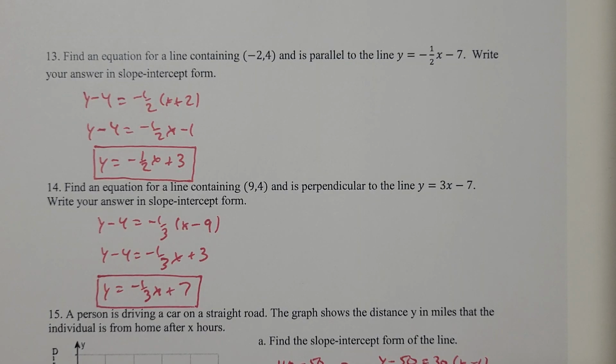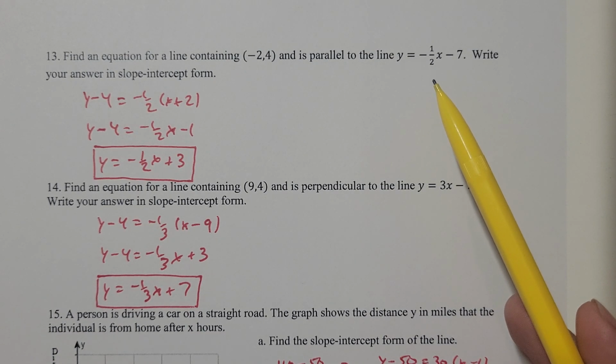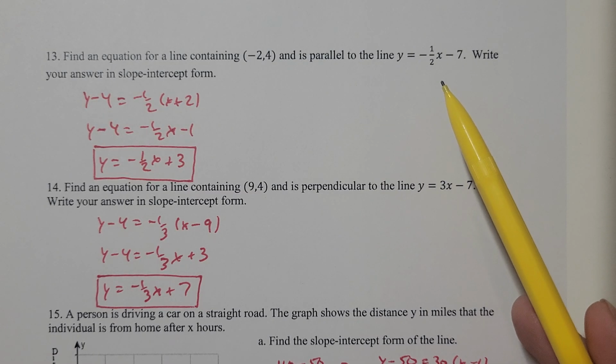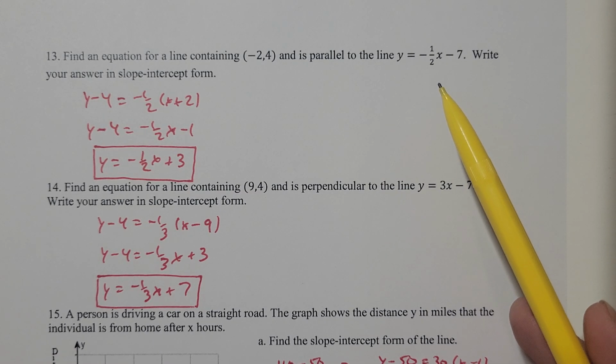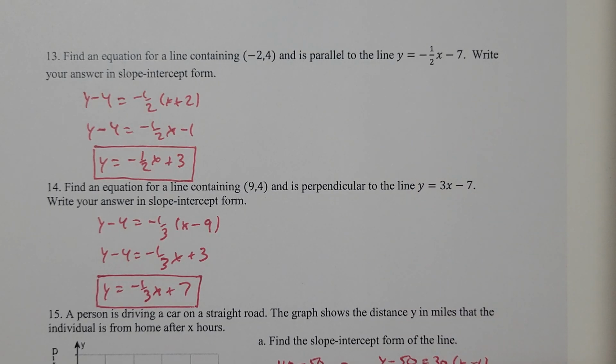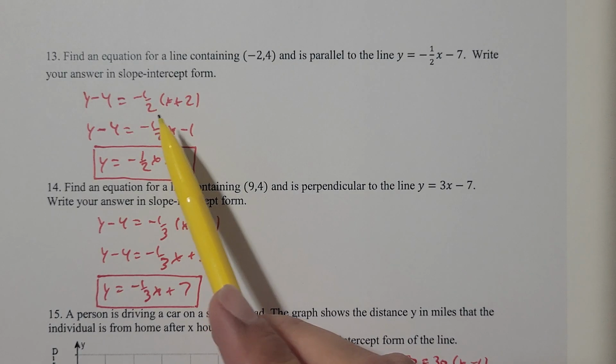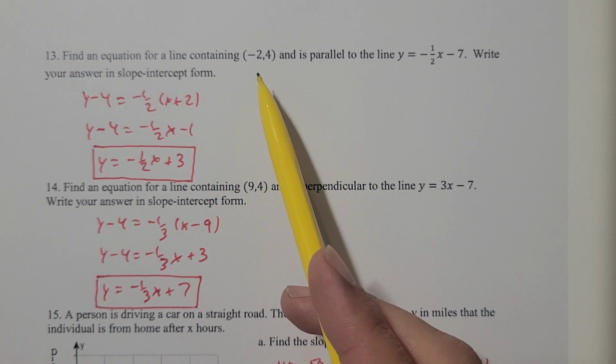Okay, so in this problem, we have a point that's on some line that we've got to find, and it's got to be parallel to this line that we're given. The first thing I notice is that the slope of the line I'm given is -1/2. Any line parallel to this one has to also have a slope of -1/2. So we know the slope is -1/2, and we know a point on this line.